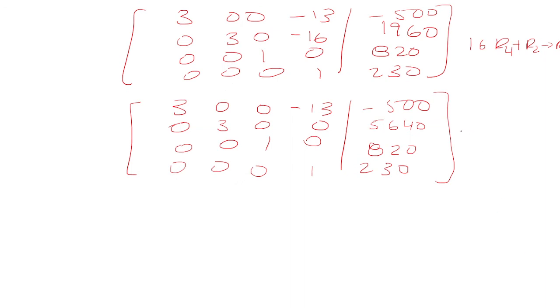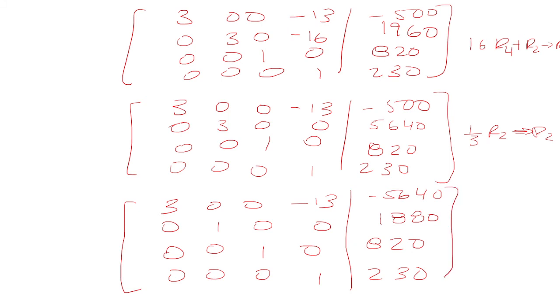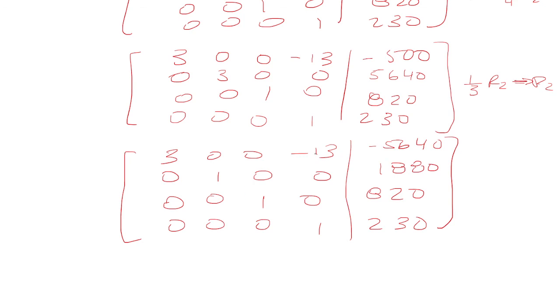Now we're going to divide row 2 by 3. So we divided 3 by 3. Now we need to divide 5,640 by 3 to get 1,880. So now the last 3 rows are good. We just need to take care of the first row.